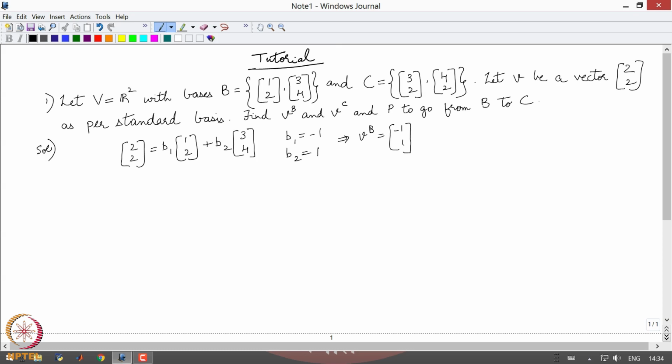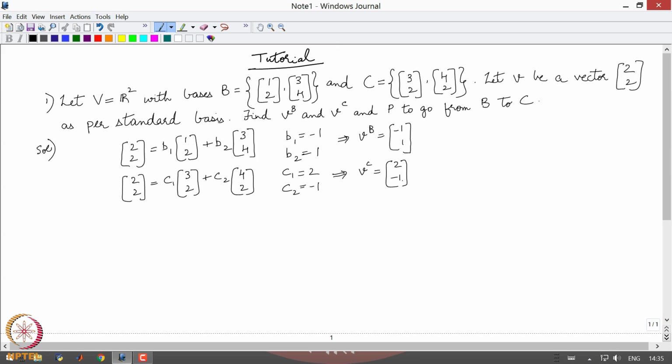So, what about C? We will do the same thing with C: c1 times (3, 2) plus c2 times (4, 2), and we will get c1 to be 2 and c2 to be minus 1, which implies [v]_C is (2, -1). So, this is the vector v with respect to the basis C.